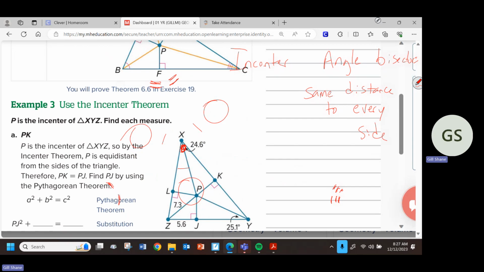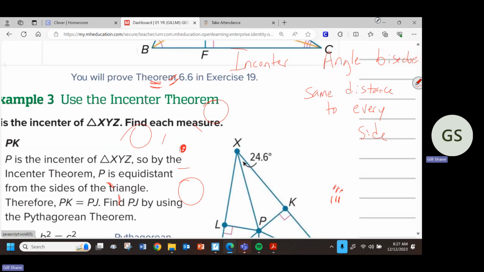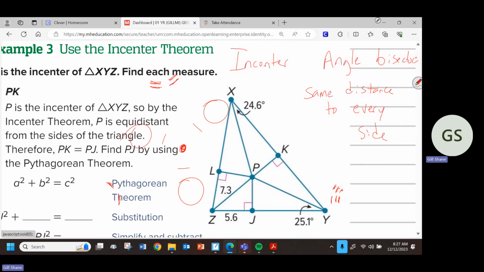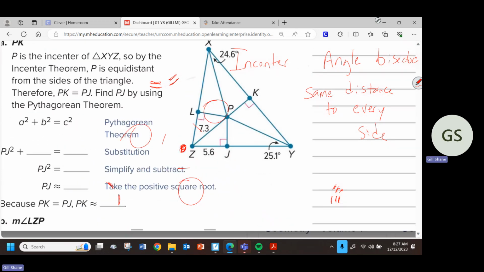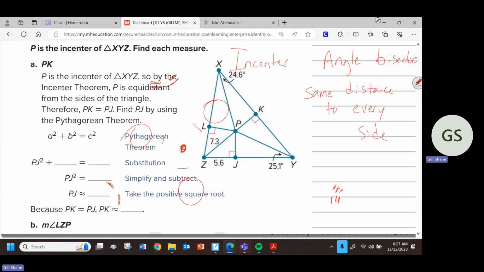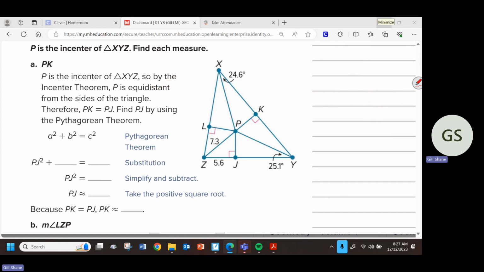They tell us first, P is the incenter of XYZ, and it says find each measure. I'm going to zoom in in a second, but you have it in your books. They want PK, so I'll write it here. And what else do they want? Angle LZP.